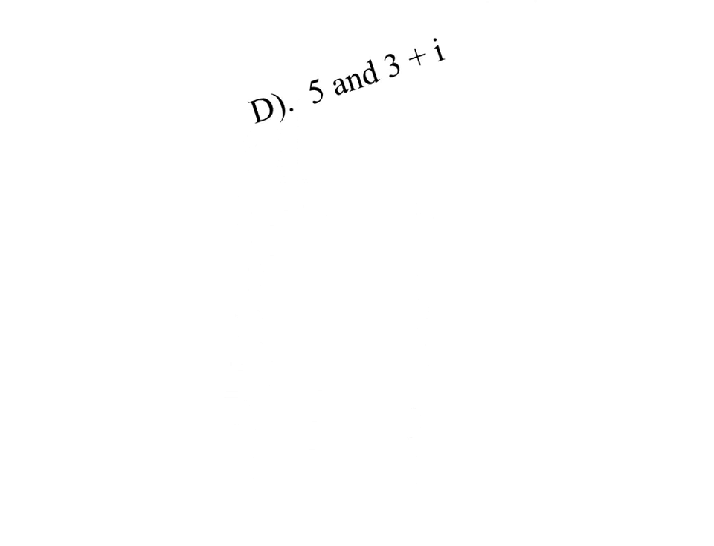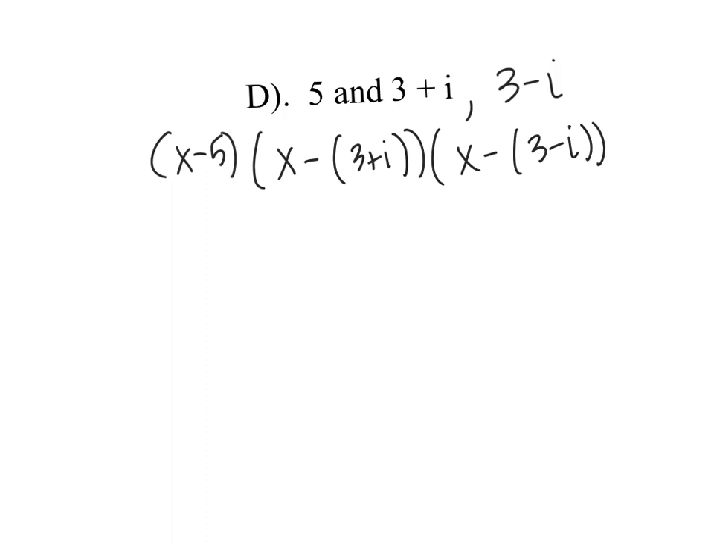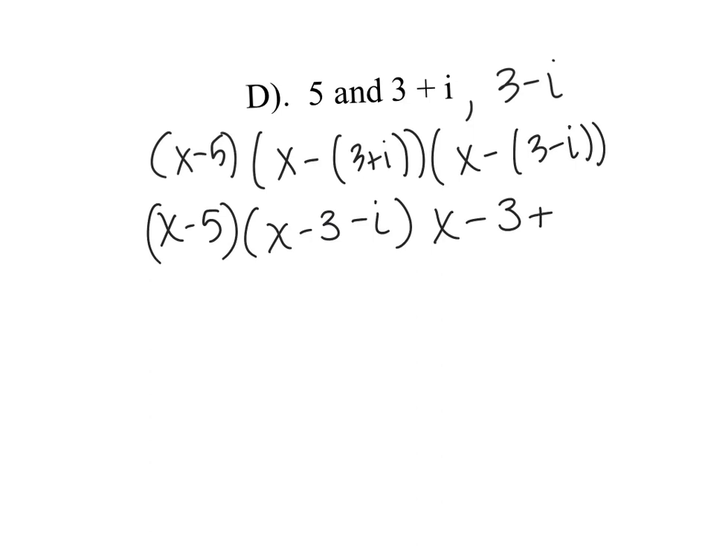Okay, last one. Ooh. Gonna have x minus 5. Then with the imaginary, you have to do 3 minus i and 3 plus i. So x minus 3 plus i, and then we'll have x minus 3 minus i. So I need to distribute x minus 3 minus i, x minus 3 plus i. Again, always FOIL the imaginary stuff together first because it ends up that it all should simplify out.